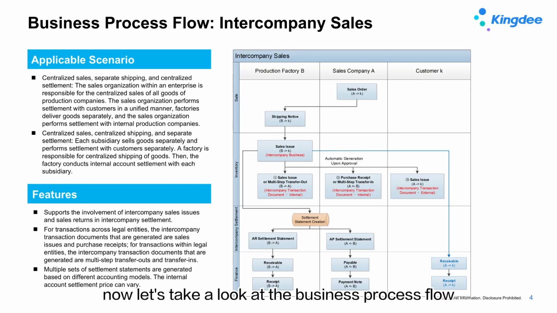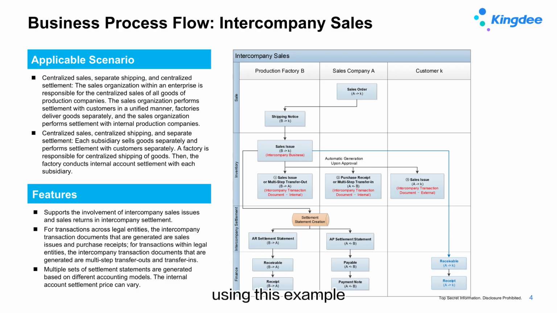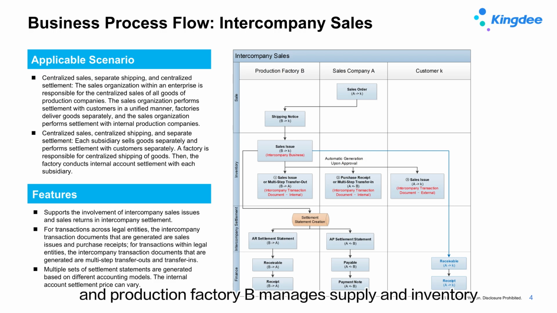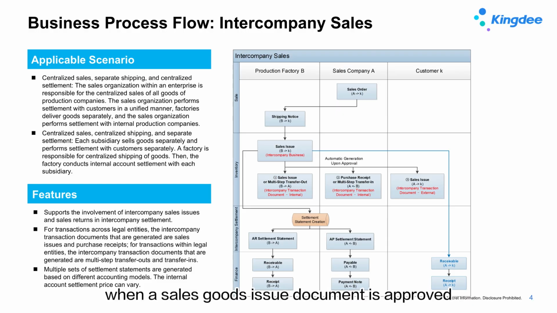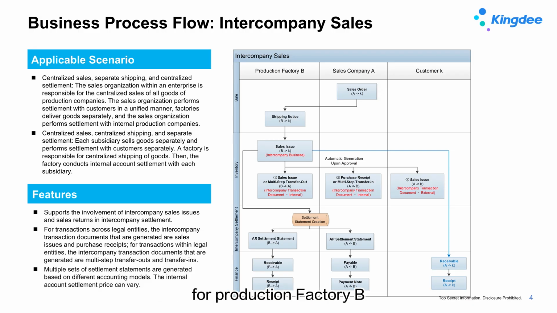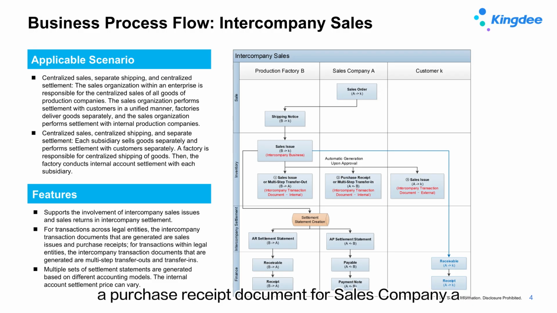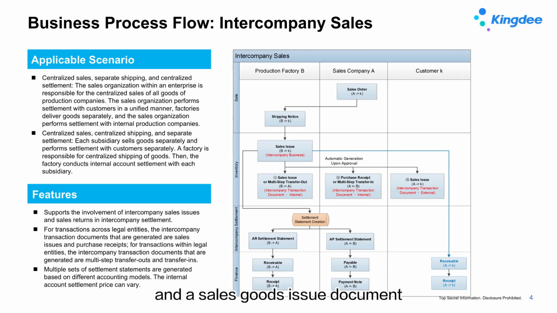Now, let's take a look at the business process flow for intercompany sales using this example. Sales company A places an order, and production factory B manages supply and inventory, supplies sales company A, and generates shipping notices and sales goods issue documents. When a sales goods issue document is approved, the system generates a corresponding intercompany sales goods issue document for production factory B, a purchase receipt document for sales company A, and a sales goods issue document for sales company A.